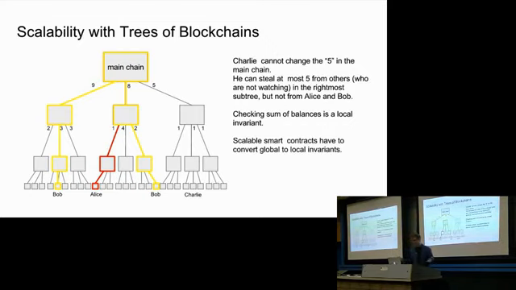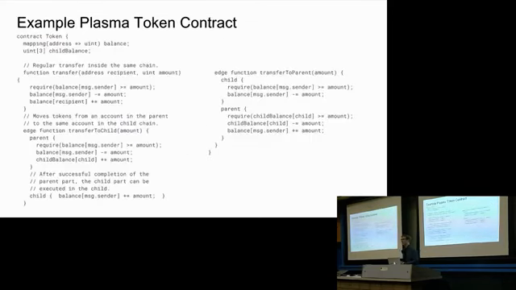Yes, and this is something that scalable smart contracts have to do. If you want to write a scalable smart contract that runs in such a plasma system, you have to convert global invariants into local invariants. And now let's take a look at a very specific example. This is how you could implement such a token contract very specifically in the Plasma system.